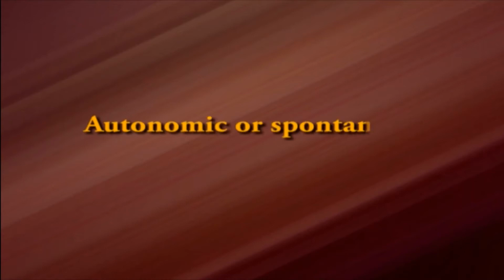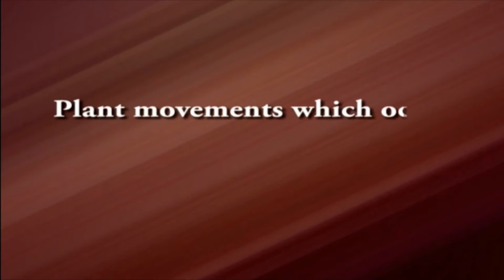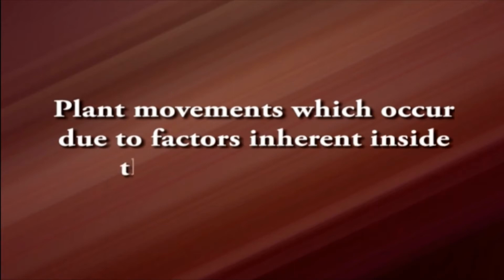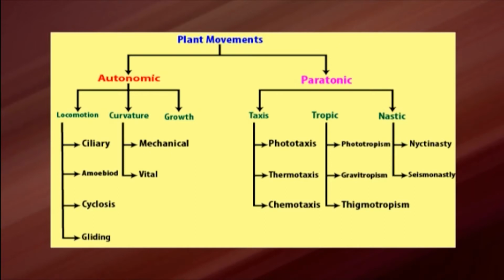First, the autonomic. It is also called spontaneous movement. It is a plant movement which occurs due to the factors which are inherent inside the plant body. The autonomic movements can be subdivided into three main kinds. Number first, locomotion movements. Number second, curvature movements. And the third one, growth movements. Now let us discuss these one by one.